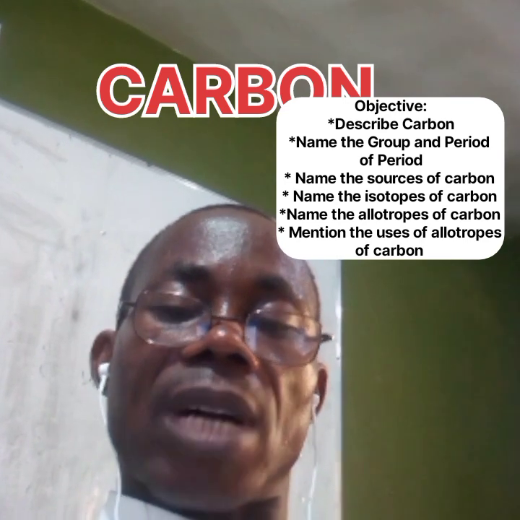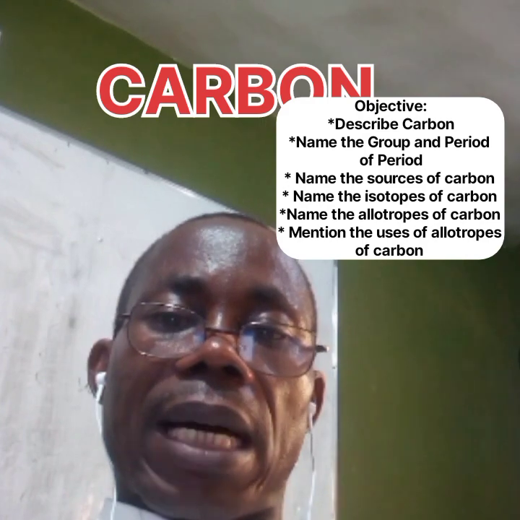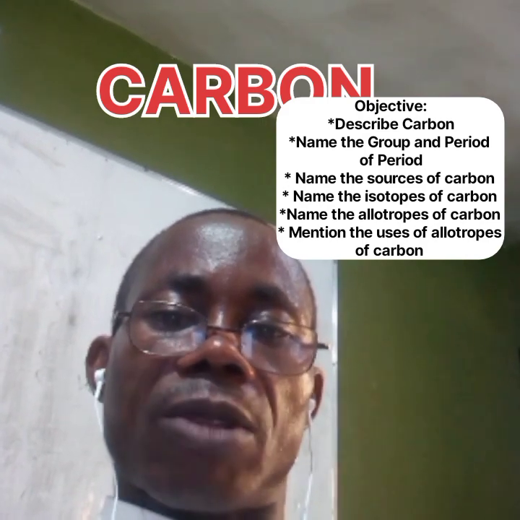You should be able to name the occurrence as the sources of carbon, carbon as a free element, carbon in combined form. You should be able to mention the isotopes of carbon, name the allotropes of carbon, and also mention the uses of these allotropes of carbon.